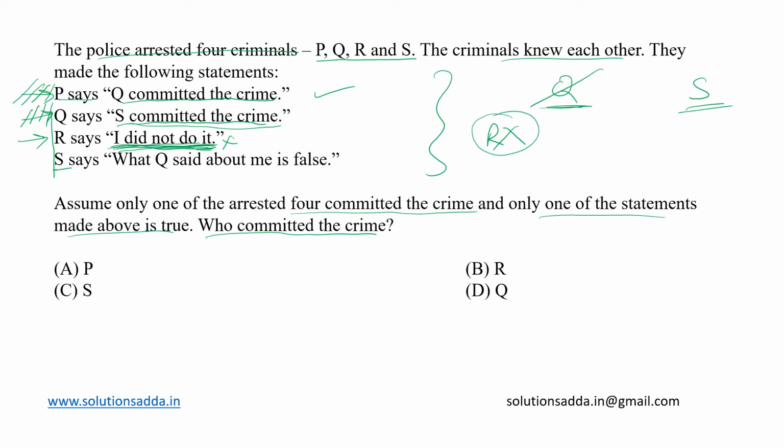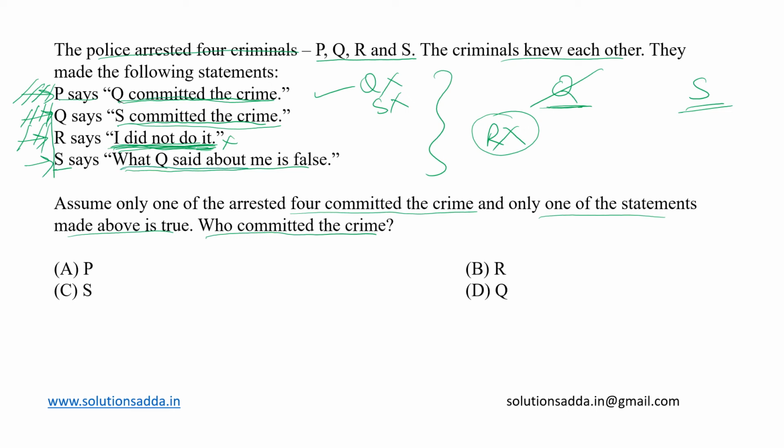All others have to be speaking false this time, so we shall take the negation. Q committed the crime. So we shall assume Q did not commit the crime. S committed the crime. Again we shall falsify it. S did not commit the crime. What Q said about me is false. Again this has to be incorrect. We shall take the negation. So that means what Q said about me is true, but what Q had said, S committed the crime. So here we got that none of them is a criminal. So again this claim would not be true and we shall go for the final case in which what S says will be the truth.